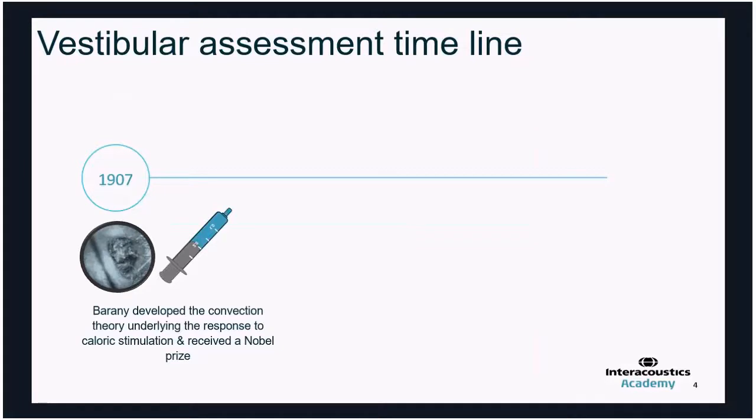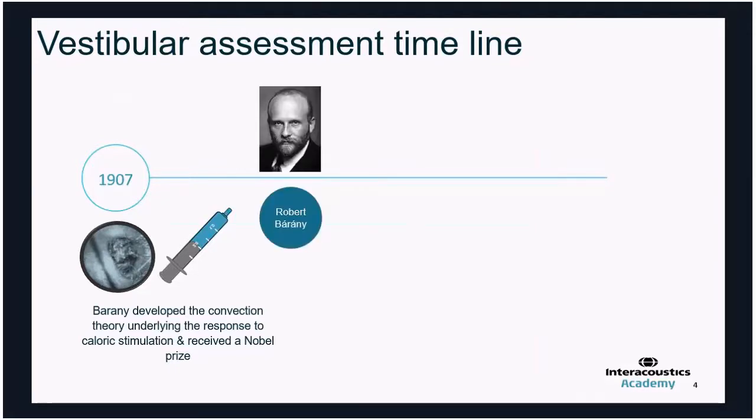Now, back in 1907, Bárány took something that was already a little bit known, in that we knew prior to Bárány that irrigating an ear can induce nystagmus. However, Bárány, whilst taking out some impacted wax, discovered that he could see these eye movements, so much so that this was so groundbreaking that he was awarded the Nobel Prize for it in 1914.